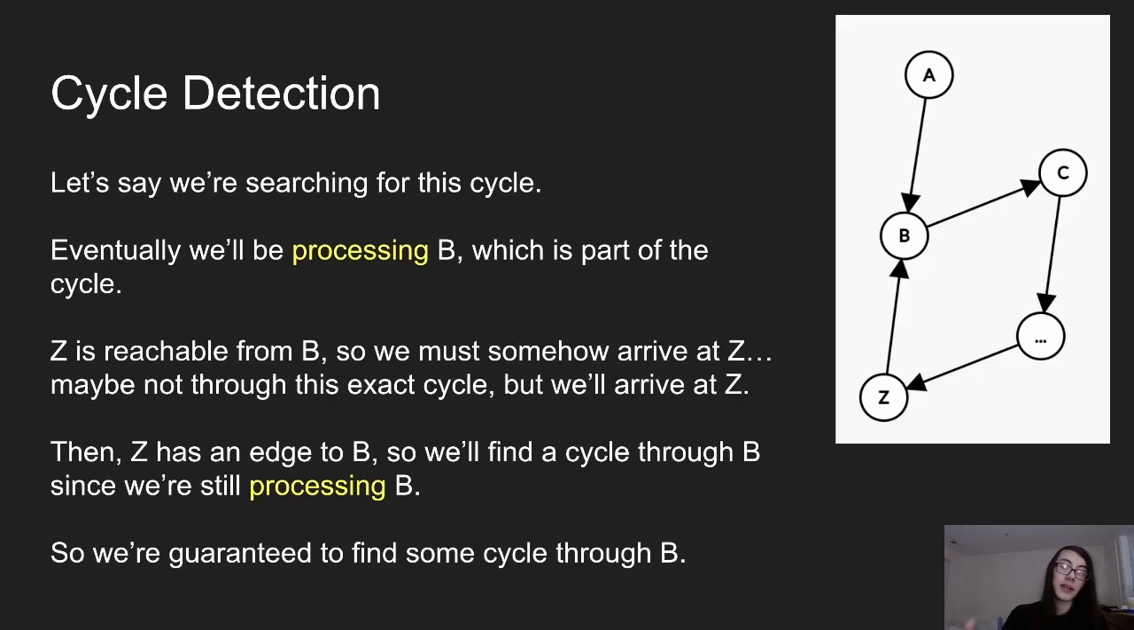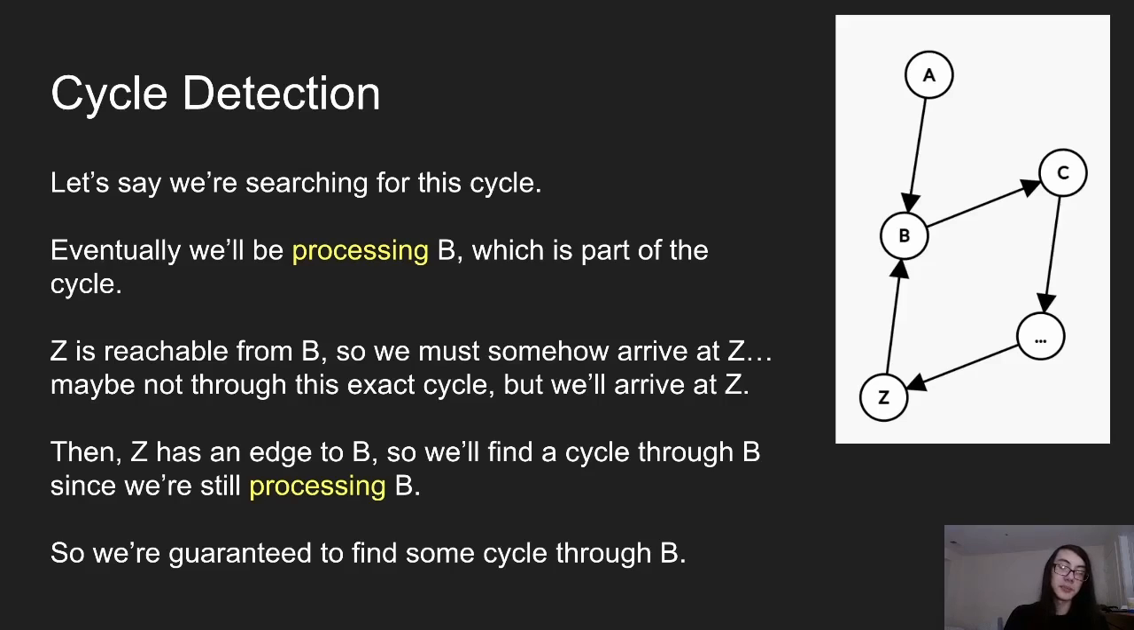Now consider this graphic that represents the cycle. Since Z is reachable from B, it may take a long time to get to Z from B, but Z must eventually be reachable from B. Eventually we have to arrive at Z because we're processing B and then we have to arrive at Z. Or maybe we find Z through A and we find Z before we reach B, but then we'll get the cycle to Z.